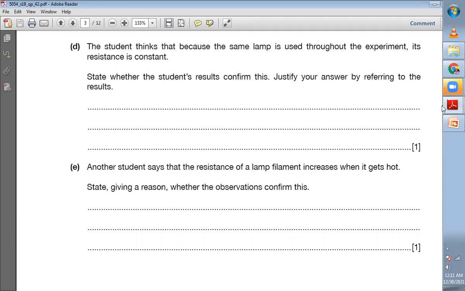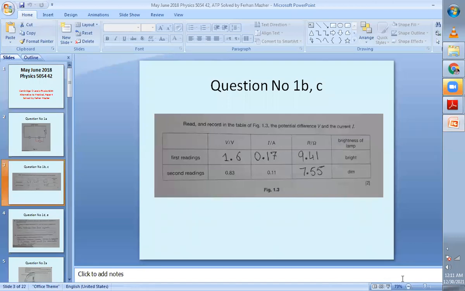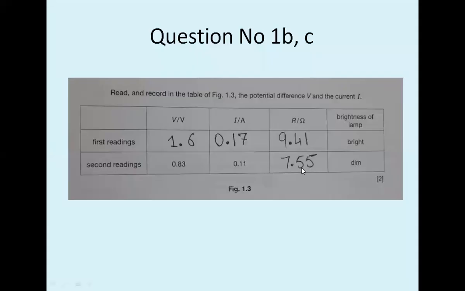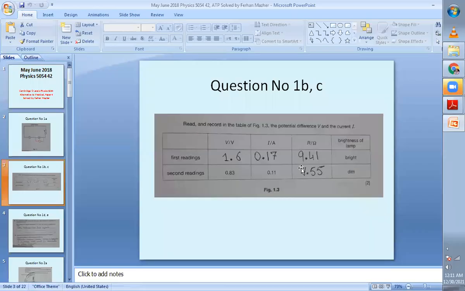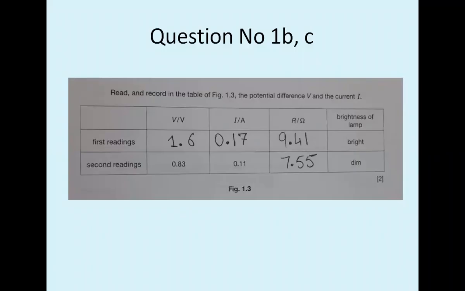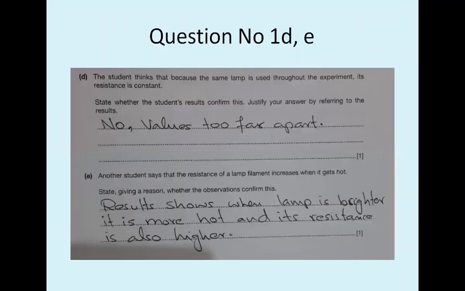If you look at the results, we just have two sets of values, and in both sets of values, the R value is different. In the first conditions, the R value is 9.41. In the second conditions, when the lamp is dim, the R value is 7.55. So the value of R is not constant. The values are different from each other. The R values are not constant, they are changing.